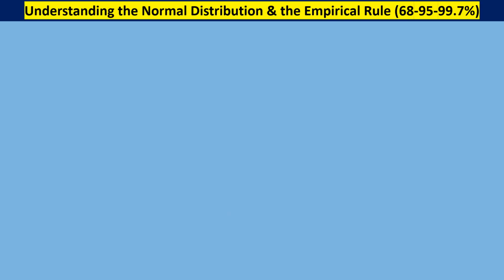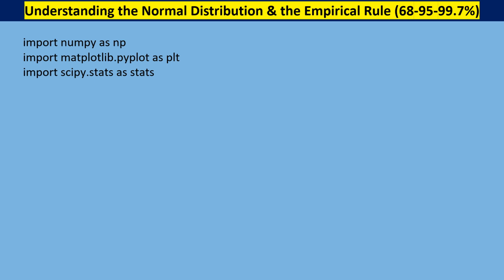Understanding the normal distribution and the empirical rule. First, we need to import the necessary libraries: NumPy for numerical operations and generating data, Matplotlib for visualization, and SciPy for statistical functions. Generate data for the normal distribution: the mean is the center of the distribution, and the standard deviation is the spread of the data.